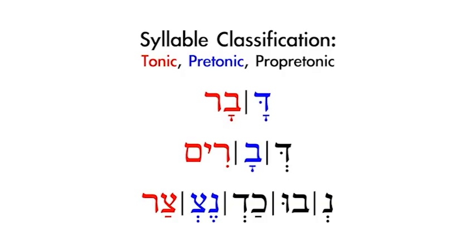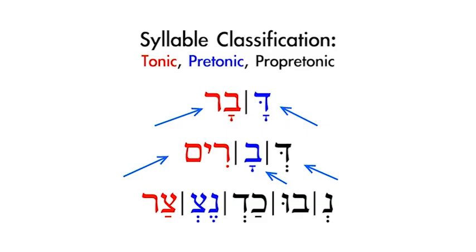You can see in our first example, davar, the red syllable is tonic and the blue syllable is pretonic because it occurs or appears before the tonic syllable. In our second example, davarim, the red syllable is the tonic or accented syllable, the blue syllable is the pretonic syllable, and then the black syllable is the propretonic syllable because it occurs before the pretonic syllable.